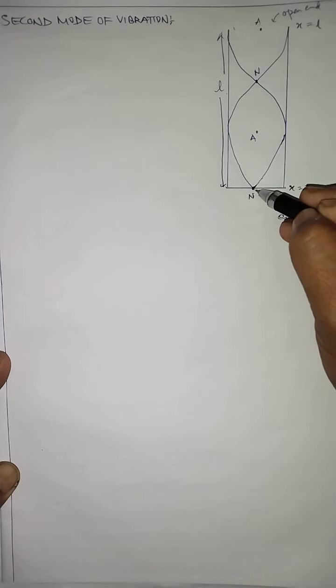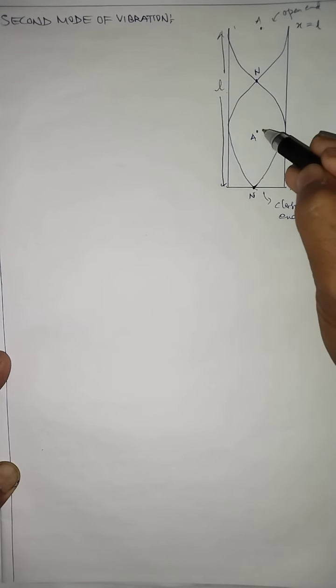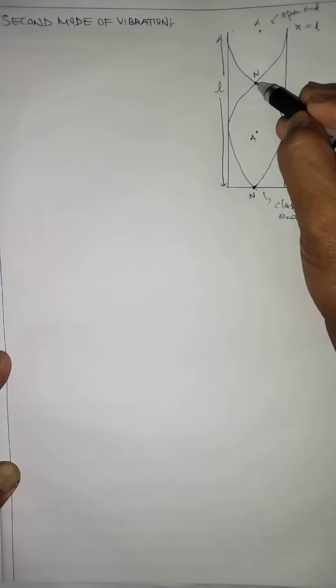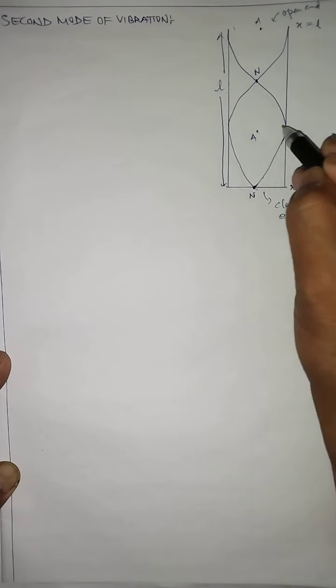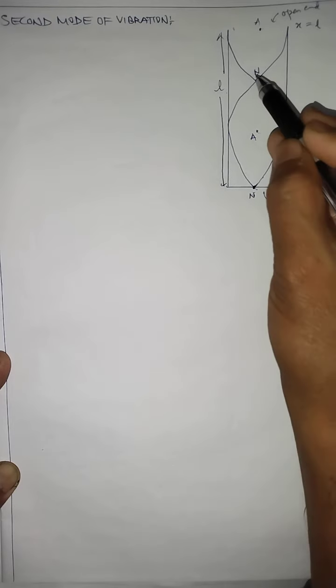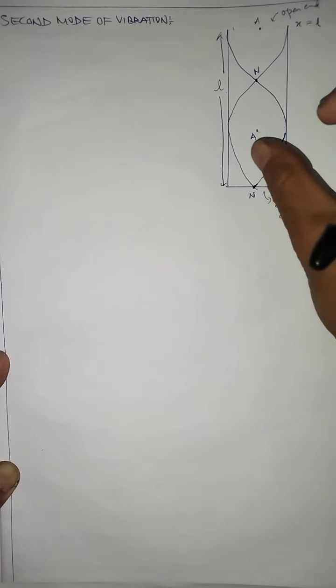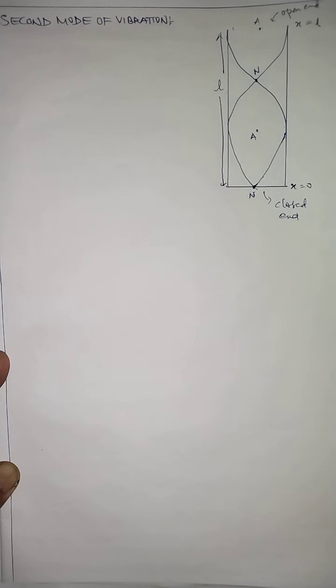So this is the node of the closed end, this is the antinode of the open end, but in between there is one node also formed at this end, and there is an antinode which also forms at the other end. Because antinode means the particle has maximum displacement of vibration, and node means the particle has no displacement of vibration. So this is the diagram that we follow for calculating the second mode of vibration.